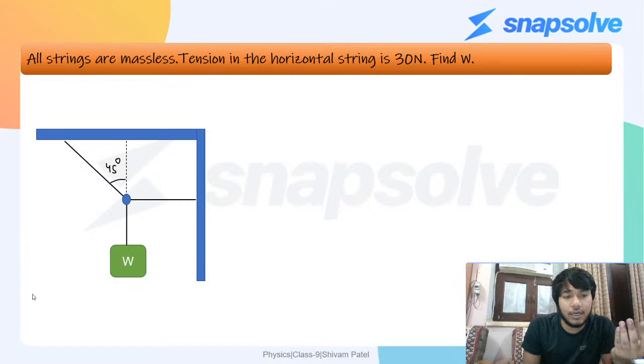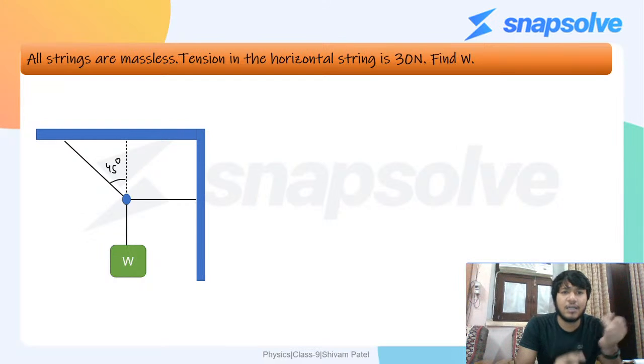They have told that all the strings are massless. Generally in your ninth class, you'll get all the questions in which strings will be massless and pulleys will be massless. But in my class, we'll do questions in which strings will also have masses. We'll see what changes will happen if a string has mass.